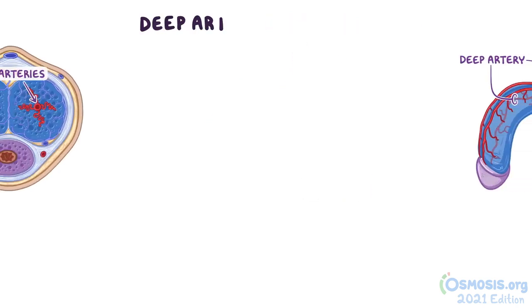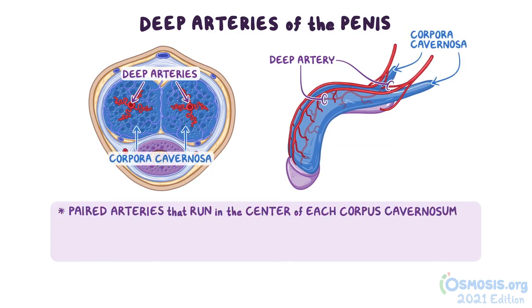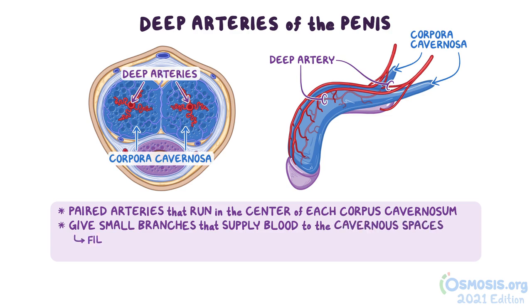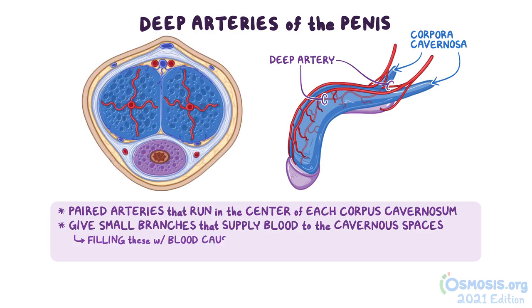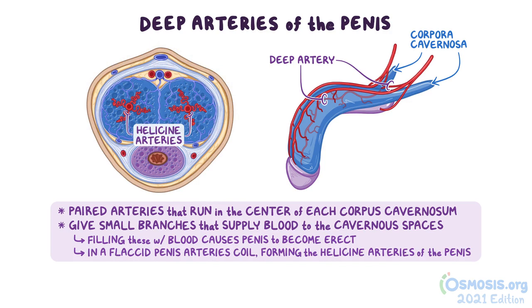Next are deep arteries of the penis, which are paired arteries that run in the center of each corpus cavernosum. These arteries give small branches that supply blood to the spaces of the corpora cavernosa, called cavernous spaces. Filling up these spaces with blood causes the penis to become erect. In a flaccid penis, these branches coil up to restrict blood flow, forming the helicine arteries of the penis.